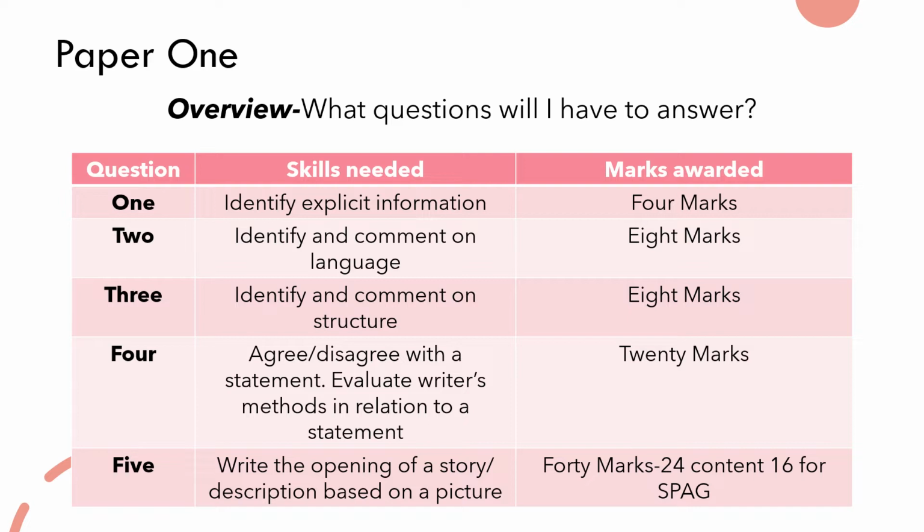For English language, you have two papers. So the first one is explorations in creative reading and writing. That's what we're going to focus on in this video, and that has 5 questions. So you can see there, question 1 is identify explicit information, by which we mean obvious pieces of information. Now this is normally going to come from the first 5 to 6 lines of the extract, and it's worth 4 marks. With that in mind, you should aim to spend about 5 minutes on this question.